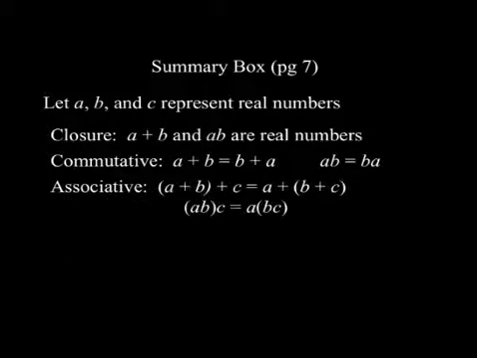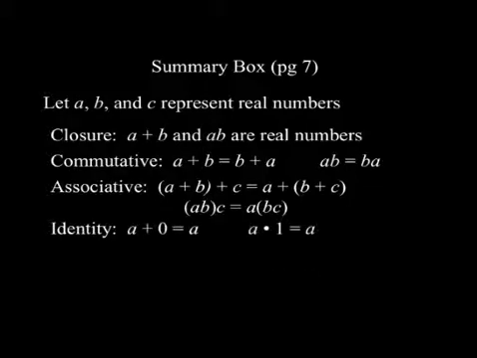Next we have the associative property, and this just relates to how these numbers are grouped. You can group the A and the B together when you're adding, or you can group the B and the C together when you're adding, without changing the sum. The same works for multiplication. Changing the grouping does not change the product.